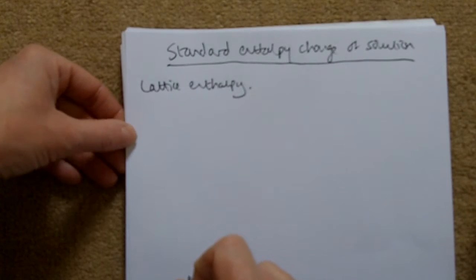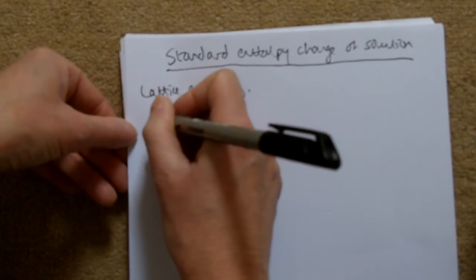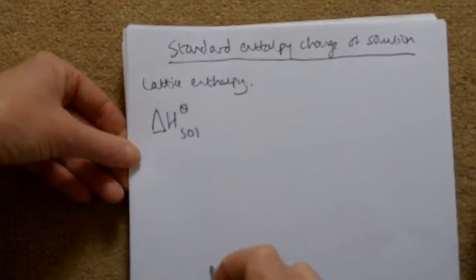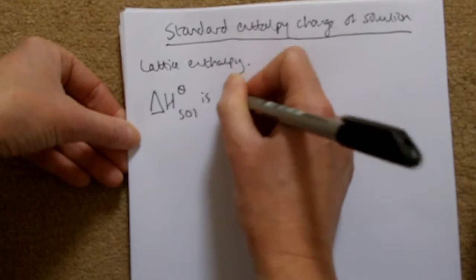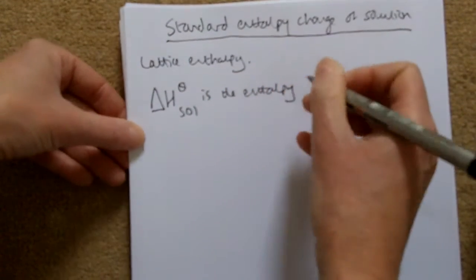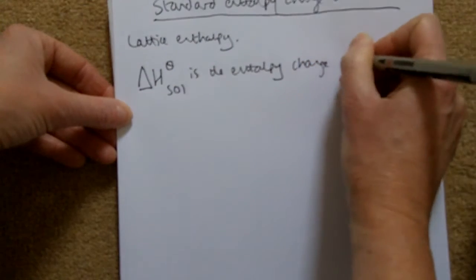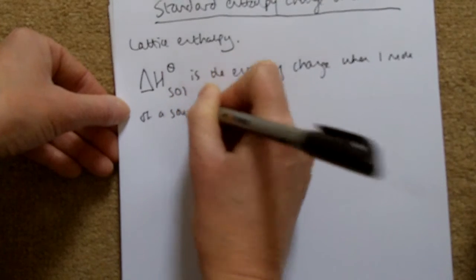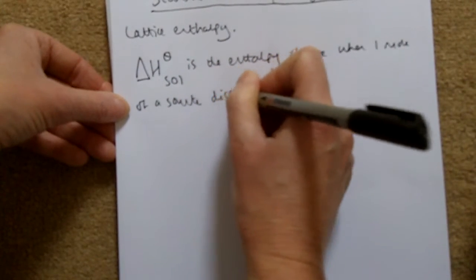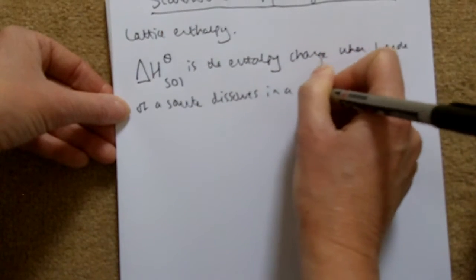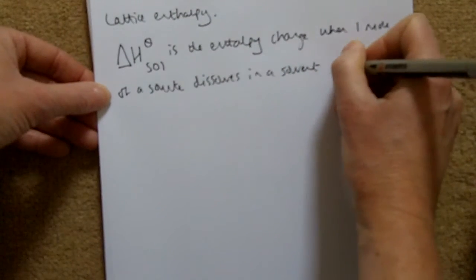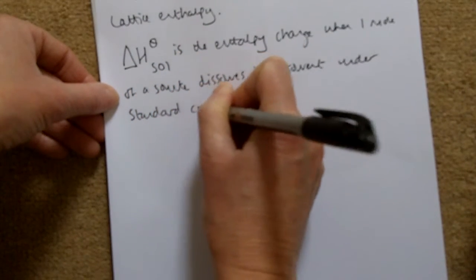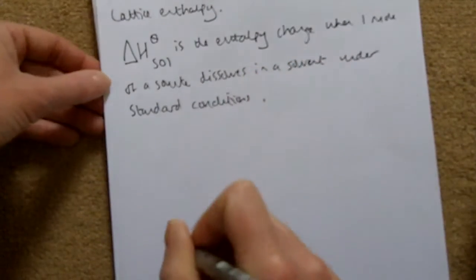Again, there's lots of definitions for this. For the first, the definition of solution. Okay, so the standard enthalpy change of solution is the enthalpy change, we've got a lot of definitions to learn, is the enthalpy change when 1 mole of a solute dissolves in a solvent, under standard conditions. That solvent is normally water, under standard conditions. Okay, and it's normally water, all right?